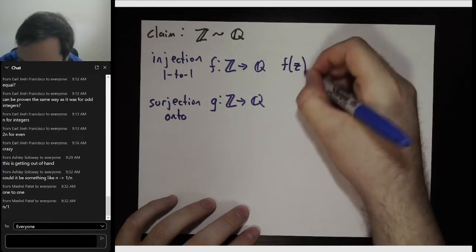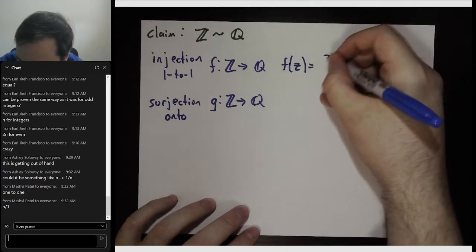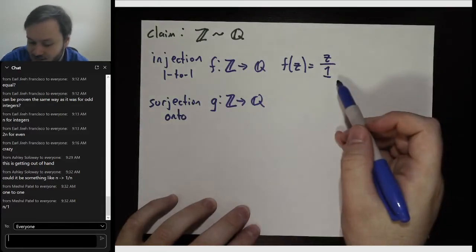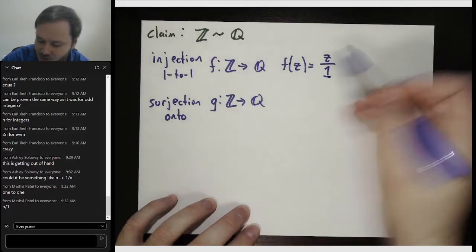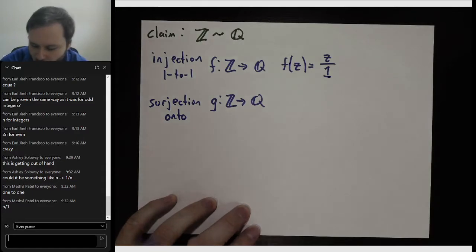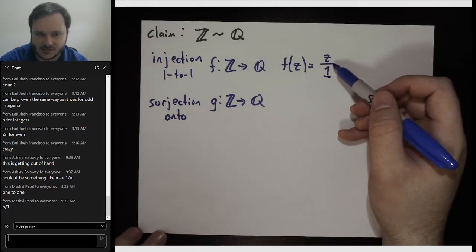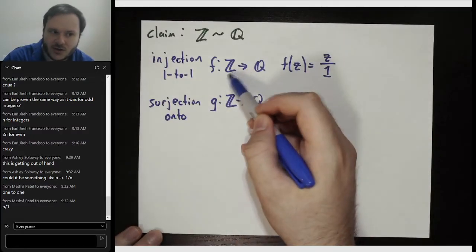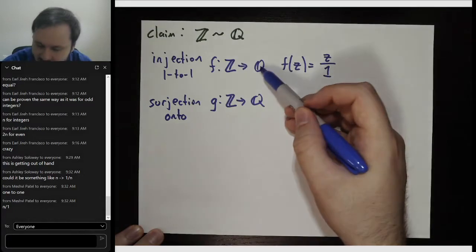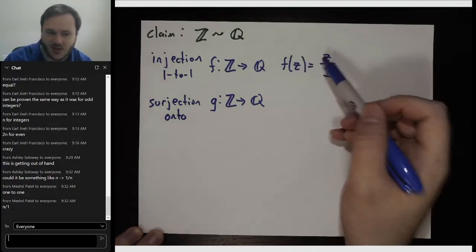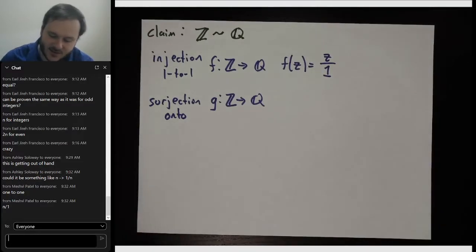f of z is z over 1. This is an injective function. I'm taking an integer, I'm giving you a rational number. I'm just dividing by 1. I think hopefully no arguments here that this is an injection. Basically, I'm saying, hey, you know how the integers are a subset of the rational numbers? Well, I'm just doing equality, basically, because they're a subset.